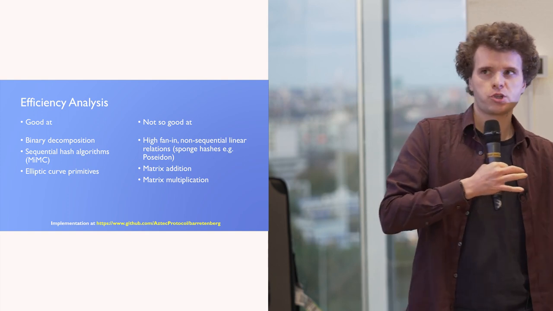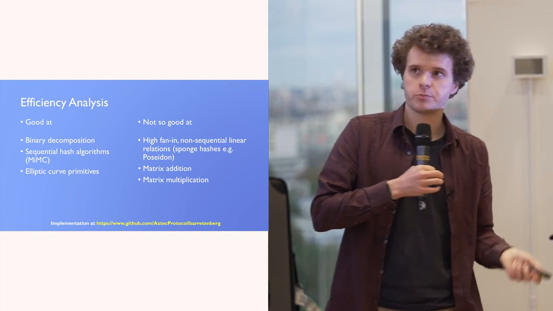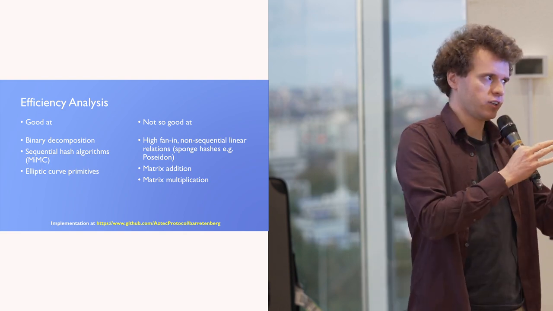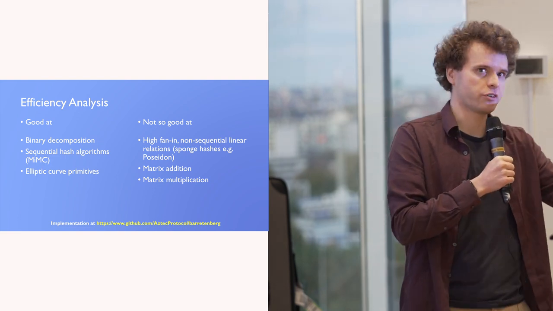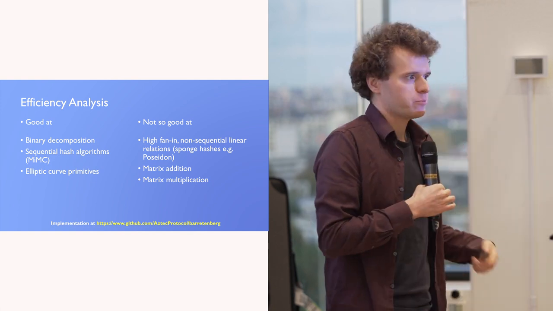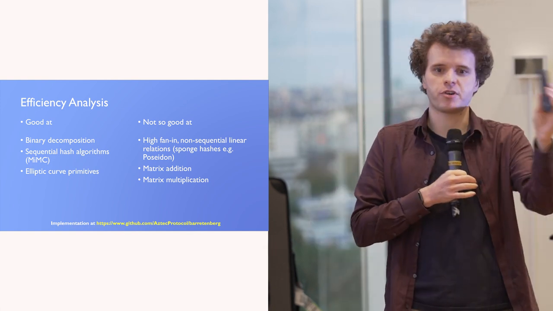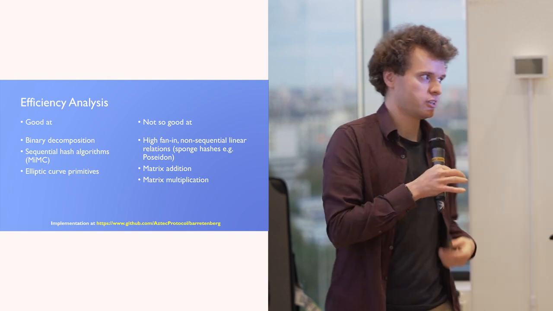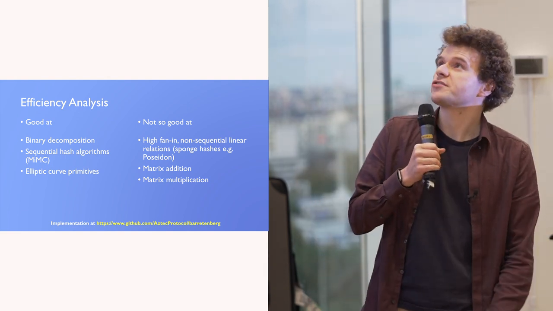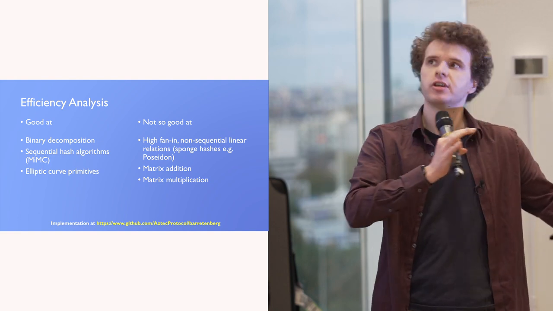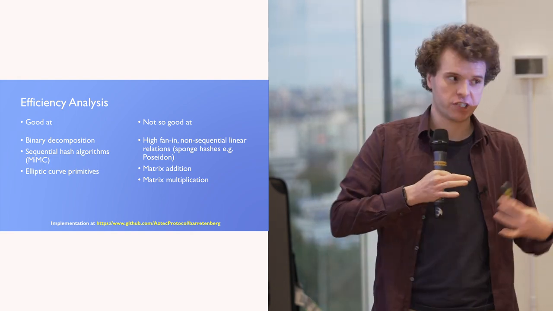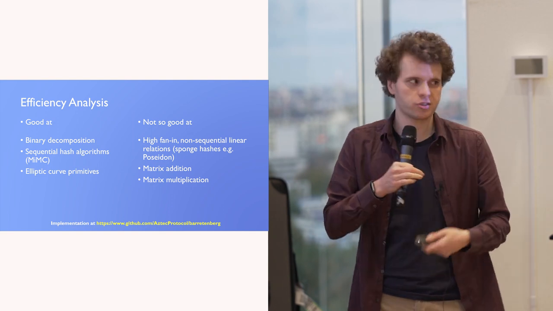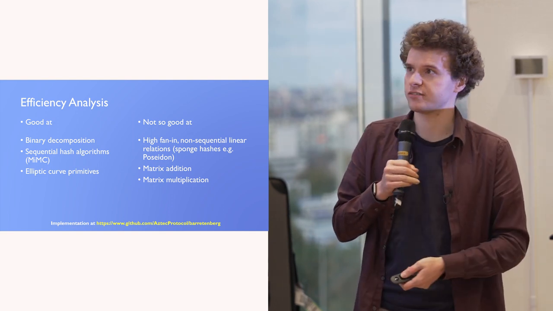Okay, so just to summarize, PLONK's pretty good at, and I'll get to why in a bit, binary decomposition, taking in a typed integer and splitting it into bits, proving that you have something that's within a range. Things like hash algorithms that are sequential, like MiMC, where you're just iteratively, sequentially processing data. And it's great at elliptic curve primitives, like elliptic curve point addition. It's not so great for long, complicated linear relationships. So particularly matrix arithmetic and hash algorithms that have a sponge construction, like Poseidon or Rescue, so new hash algorithms that have been produced by StarkWare and affiliates.